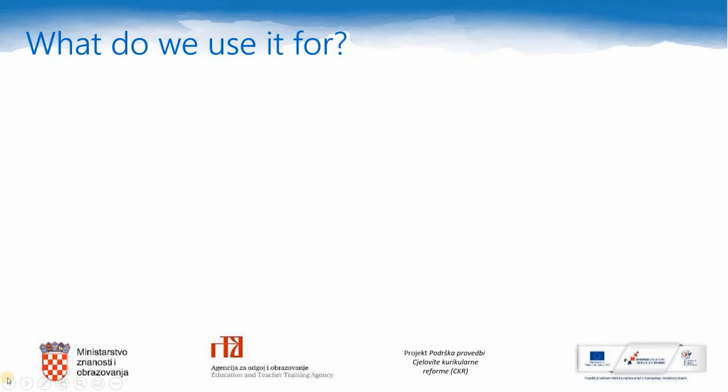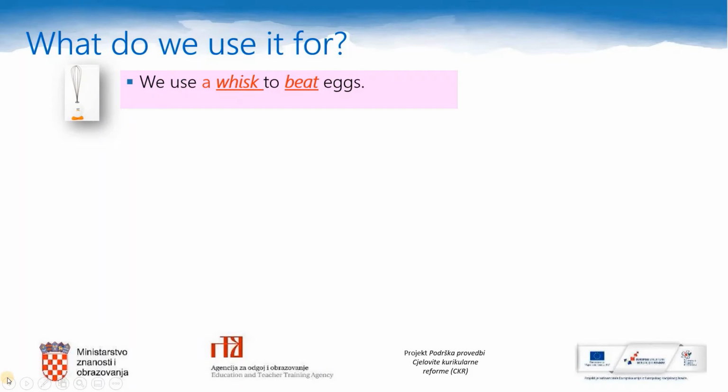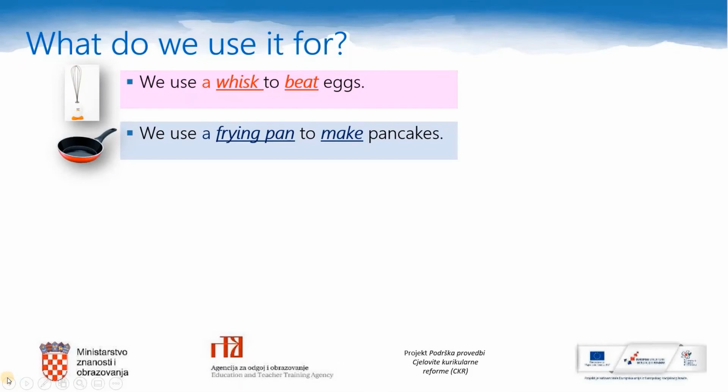What do we use it for? Take a look at the picture. What's this? That's it, it's a whisk. What do we use a whisk for? We use a whisk to beat eggs. Now take a look at another one. What's this? It's a frying pan. What do we use a frying pan for? We use a frying pan to make pancakes.